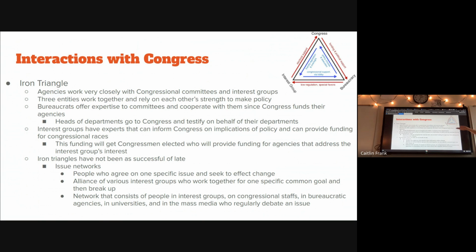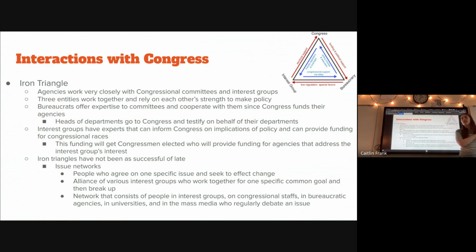And then interest groups in the bureaucracy, they can be experts for a bureaucratic agency as well. They can also lobby bureaucrats like they lobby Congress. And in return, the bureaucracy passes favorable implementation of policy that helps the interest groups out. So it's all mutual, working together, interdependent.